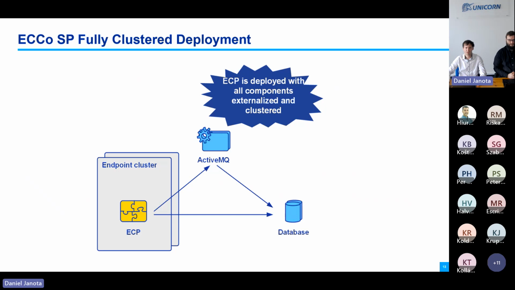On the next illustration, you can see a fully clustered deployment, which consists of an application cluster on the left side. On the right side, you can see a database cluster, because all ECCo components also support database cluster configuration. So your ECP instance is connected to the DB cluster setup. And if needed, you can also use an external ActiveMQ broker in order to divide this messaging part from the application logic.